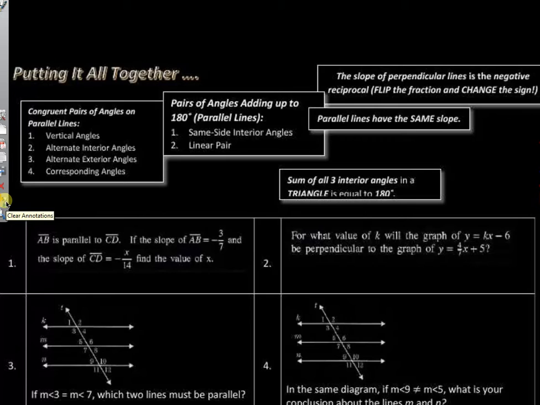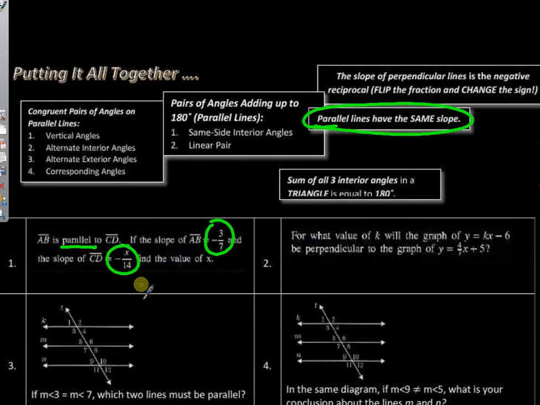All right, so first of all, let's look at number one. It says AB is parallel to CD. If the slope of AB is negative 3/7 and the slope of CD is negative x over 14, find the value of x. Well, if they're parallel, what does that mean about their slopes? Parallel lines have the same slope, right? So this needs to be the same as this. But this is a 7 and this is a 14. Well, that's the whole point. You're supposed to solve for x.